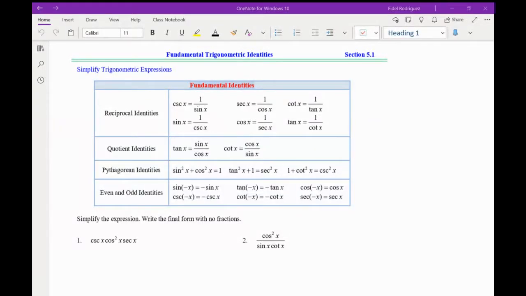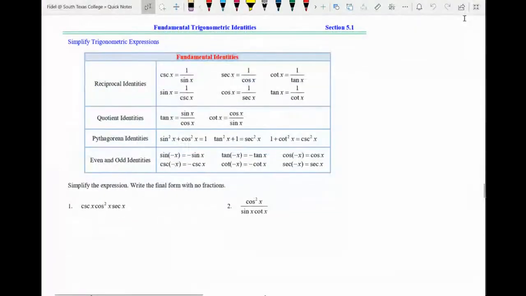Here we are. All right. So let's see. Guys, what we're going to do today, we are going to talk about 5.1. So 5.1 is fundamental trig identities.